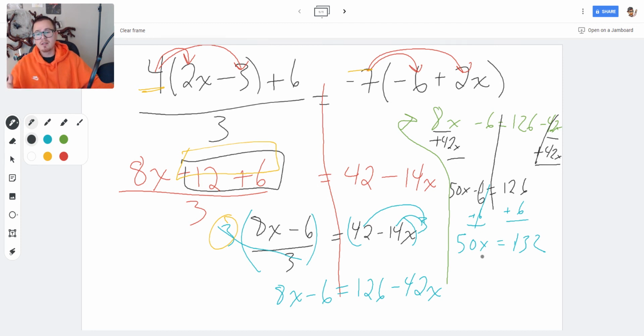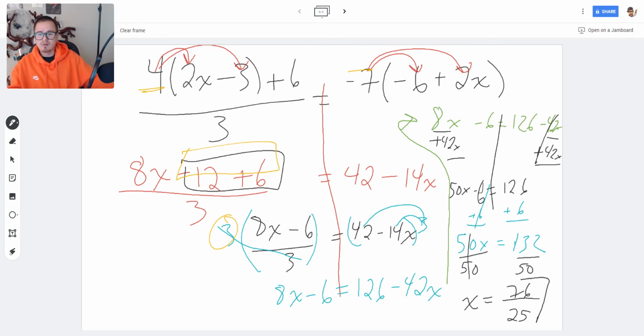To get the x by itself, you need to get rid of the 50. It's multiplication, so we do the opposite or the inverse operation, which is division. Divide by 50 on both sides, and 132 over 50 is fine. I know that those are two even numbers, so I can divide them both by 2, and if I divide them both by 2, I get 25 in the denominator, and 132 divided by 2 is 66. So approximately 3, a little more than 3 is our answer, and that's the solution.